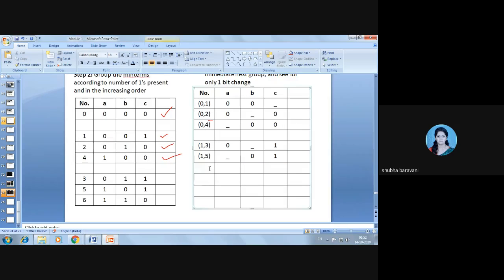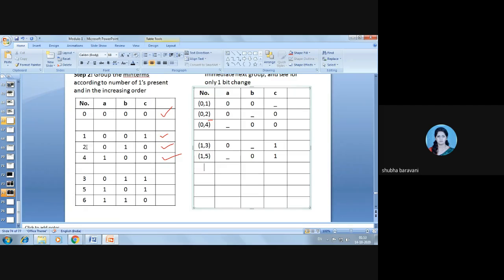Then I'll compare 1 with 6. See, compare 1, up till here you all have got 1, 3 and 1, 5. Now see, 1 and 6 when you try to do, A is changing from 0 to 1 and B is also changing from 0 to 1. And C is also changing. So I cannot write 1 comma 6, because I cannot compare it. So 1 is done.